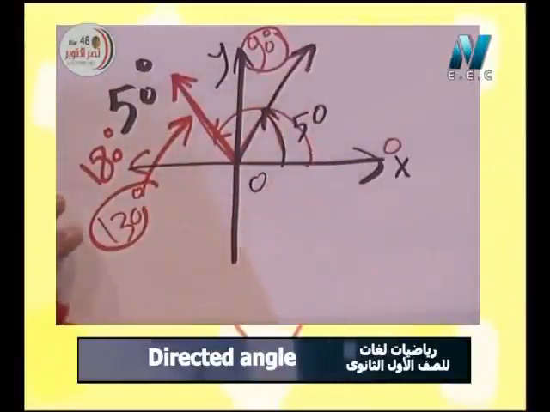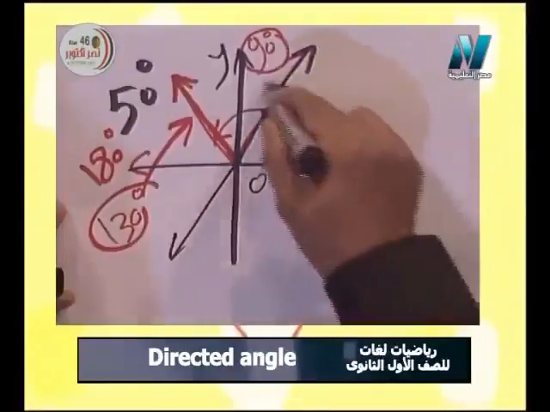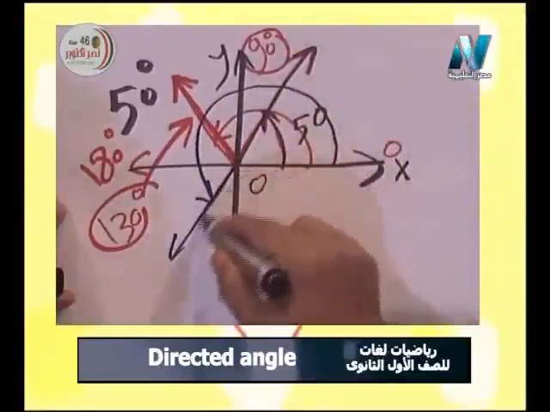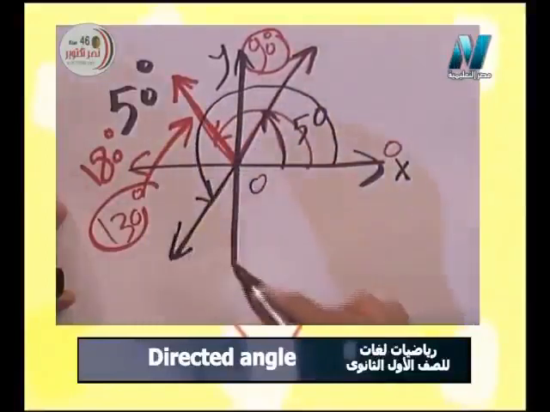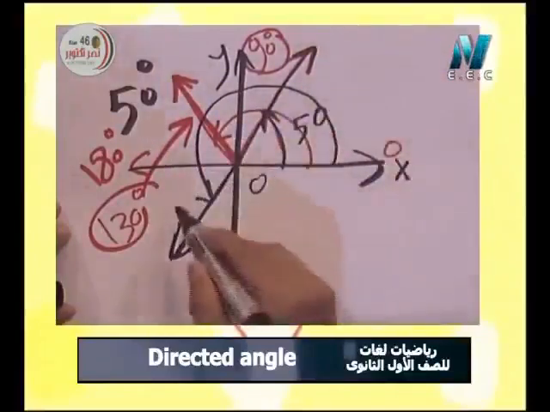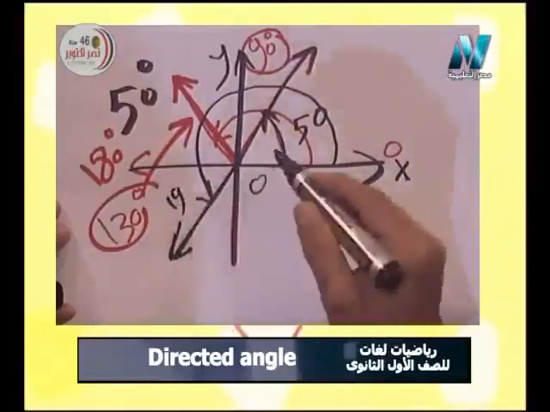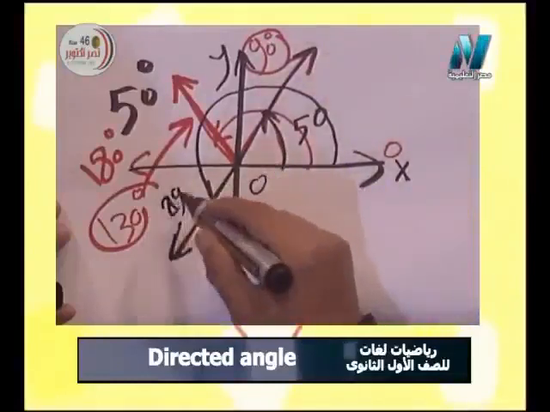And if we draw another angle like that, here this angle, its terminal side lies in the third quadrant. So it may be 190 or 220.